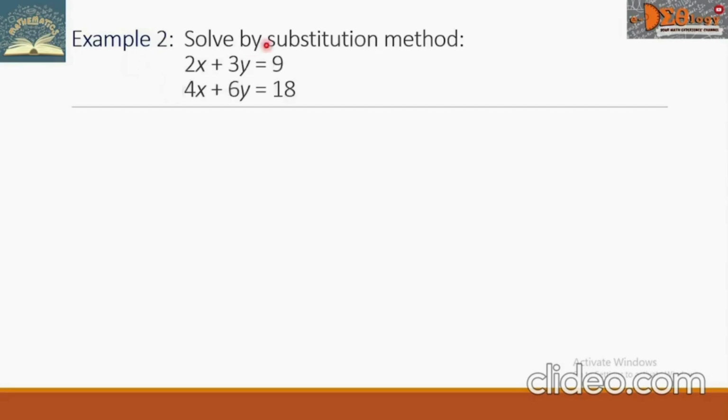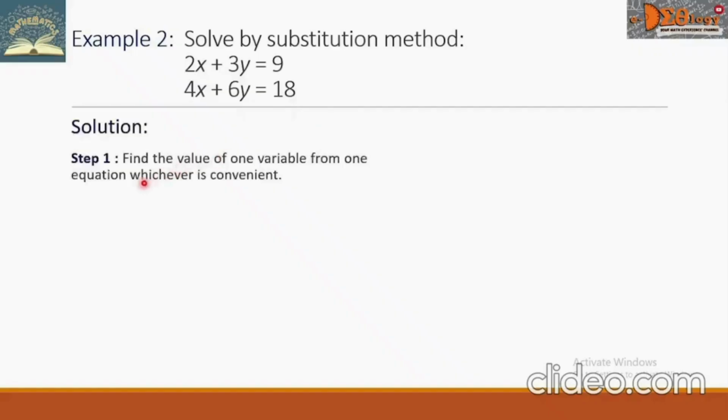Example 2. Solve by substitution method. 2x plus 3y equals 9. 4x plus 6y equals 18. Step 1. Find the value of one variable from one equation, whichever is convenient. We assign this as the first equation. This is the second equation.